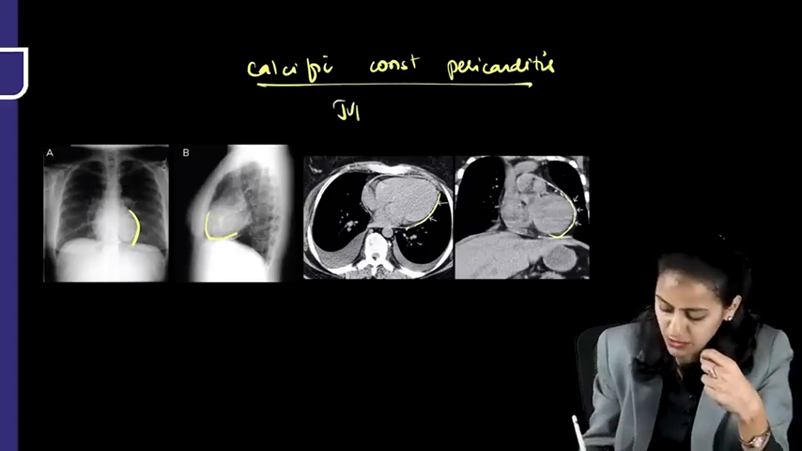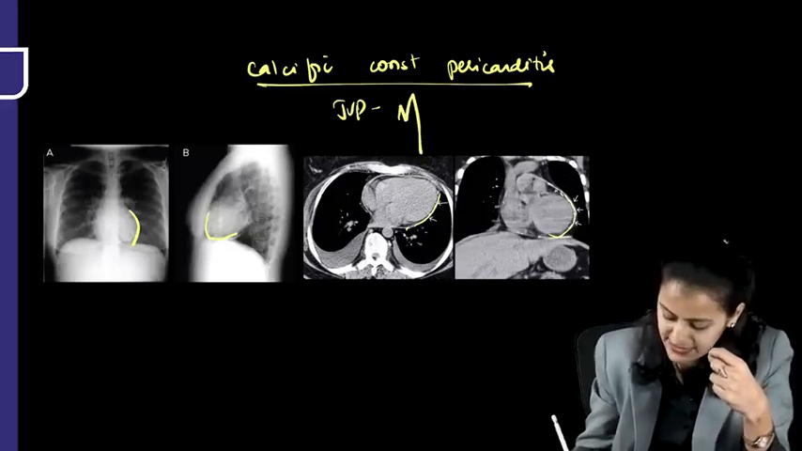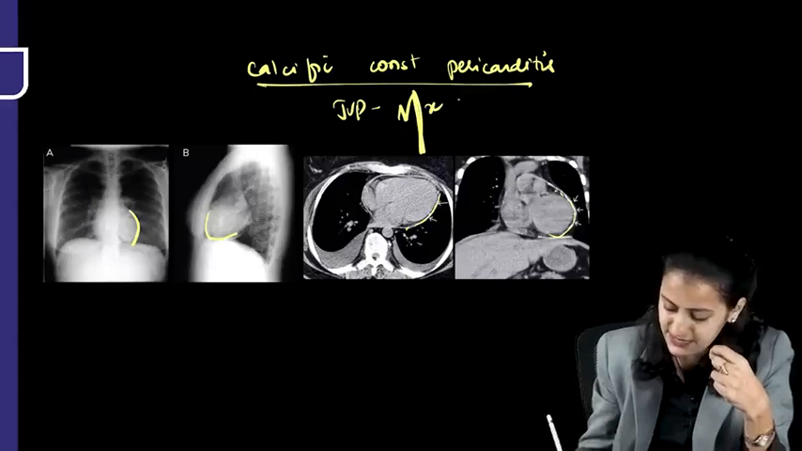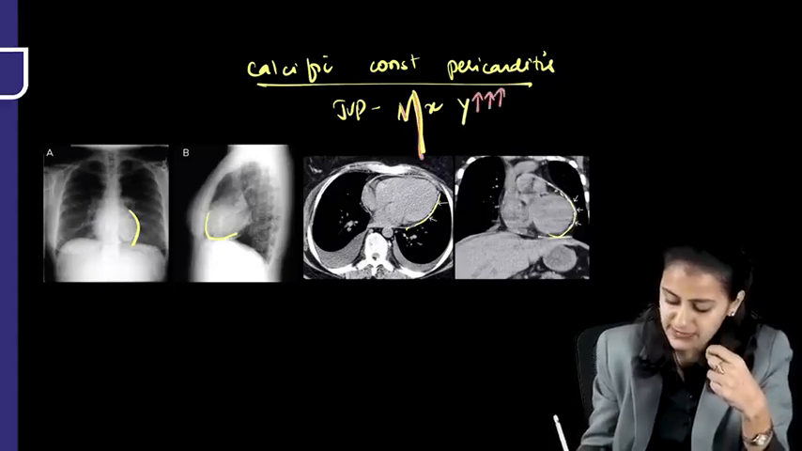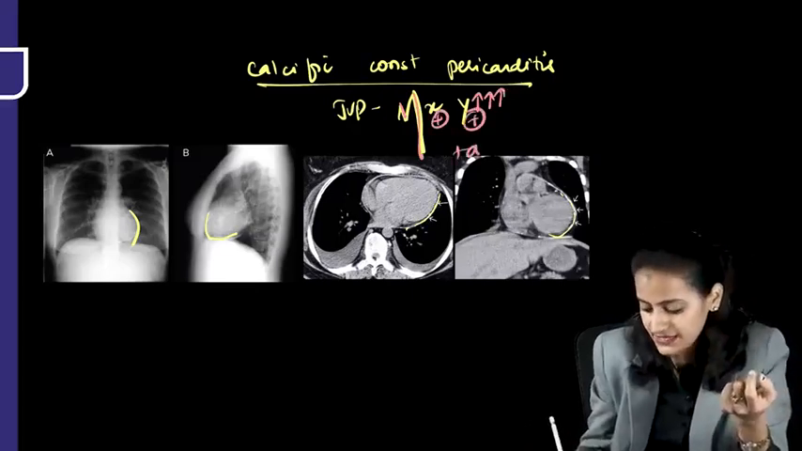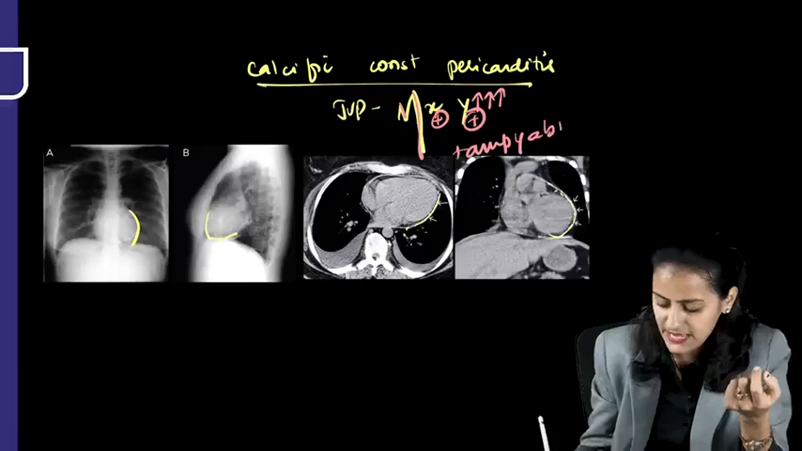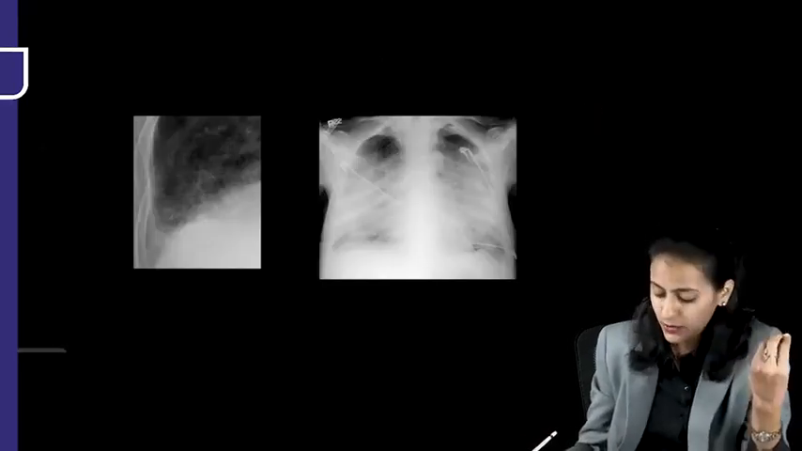Remember in JVP, what do we see? The M pattern is what we see in JVP. The X descent is present. The Y descent is also present. But the Y is very prominent. While in cardiac tamponade, the Y descent is absent. Okay, that's the difference.